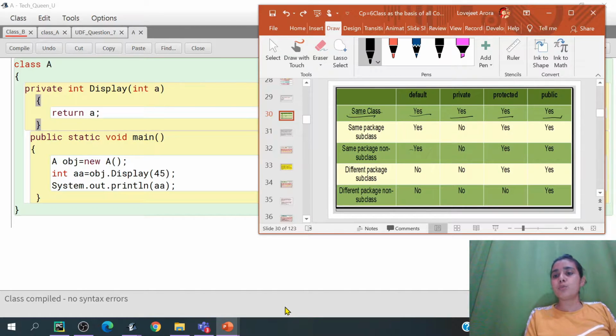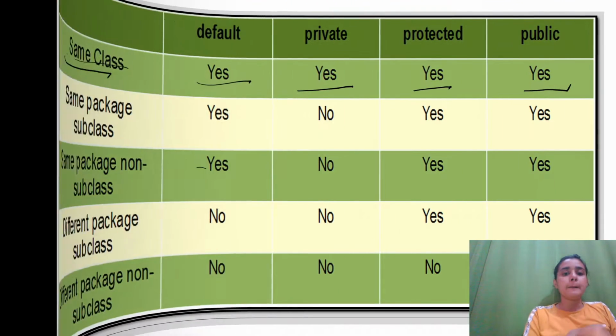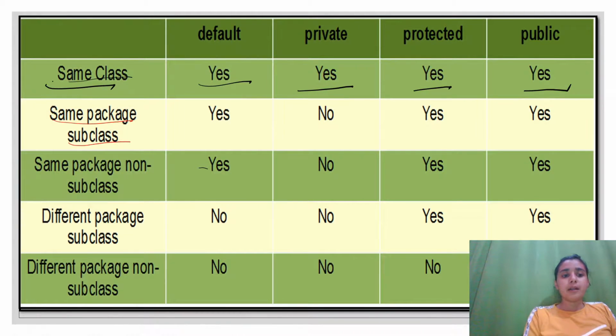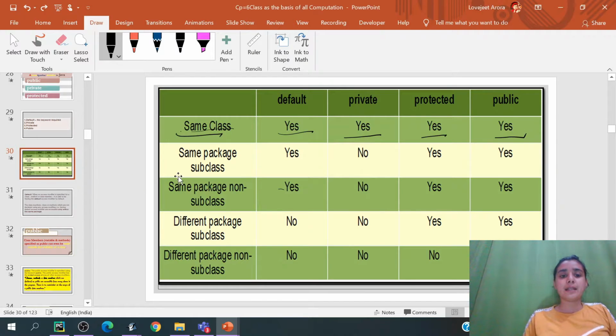Now let's move to the next one, the same package. Listen to me carefully. Same package but a subclass. What exactly? Same package subclass. If it is default, yes, we can access it. Private, no, not accessible. Protected, yes, this is also accessible. Public is also accessible. Let's do it practically. Listen to me carefully. Same package subclass.